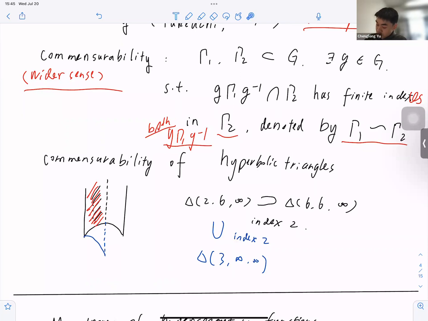And we can also reflect this triangle with respect to the other edge. For example, we can reflect it according to the circle, and we form another triangle, and this triangle will have 2 cusps, and the other angle will be pi over 3. So it also proves that Delta(3, infinity, infinity) will be another index 2 subgroup inside Delta(2, 6, infinity). We can also find some common subgroups for these two. So these two will also be commensurable. So up to finite cover, we will see that they form the same group.